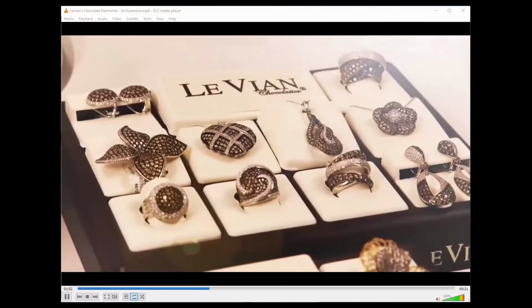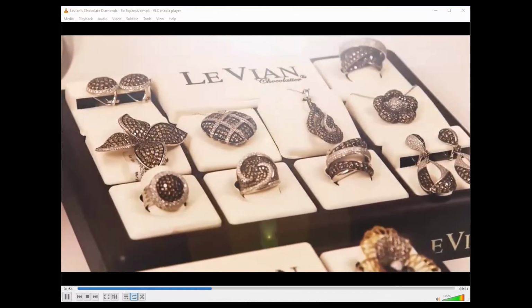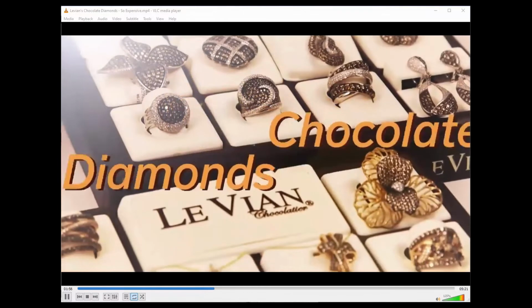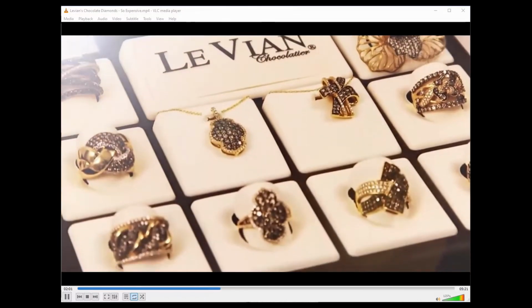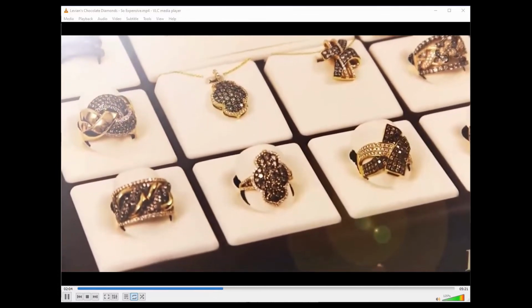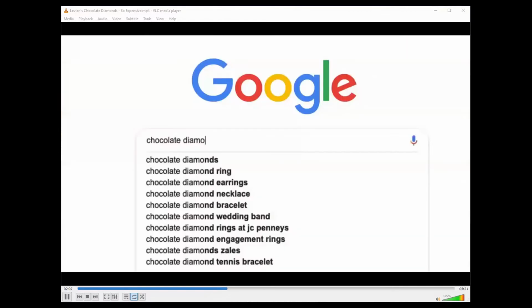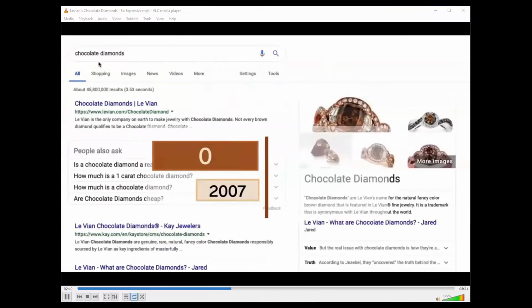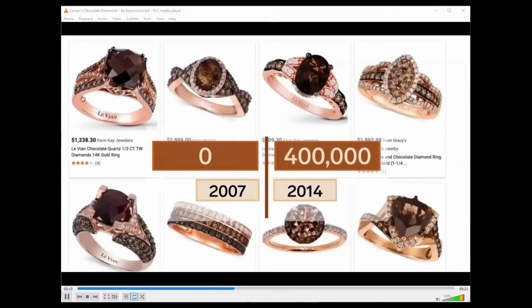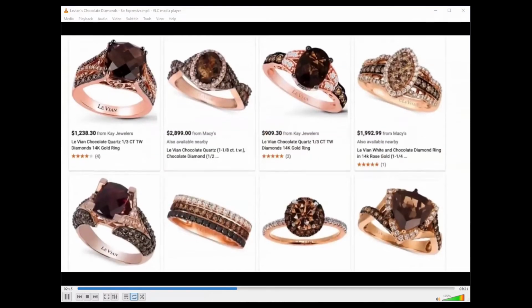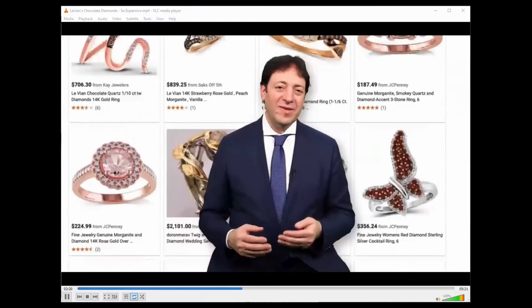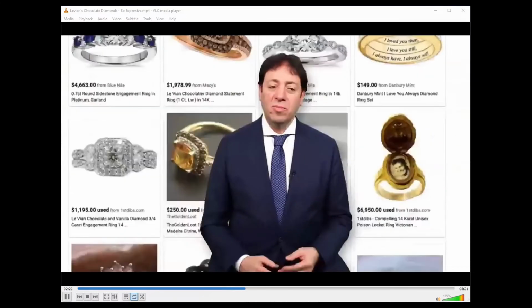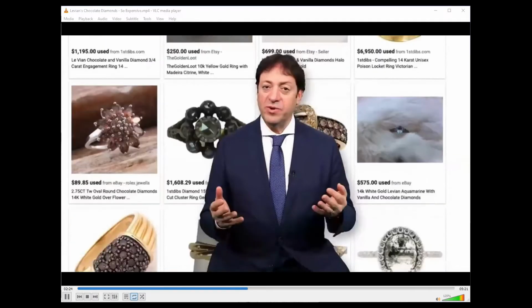He is the CEO of Leveons Corp. Leveons trademarked the name Chocolate Diamonds in 2000, giving it a monopoly on the market for these particularly named brown diamonds. Soon after this rebranding, Chocolate Diamonds took off. Google searches for chocolate diamond went from virtually zero in 2007 to 400,000 in 2014. And the more popular they became, the more value they earned. The price of chocolate diamonds has risen more than threefold in this period of time.